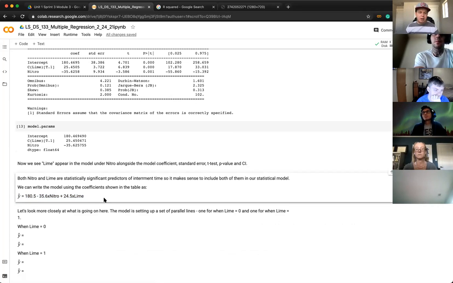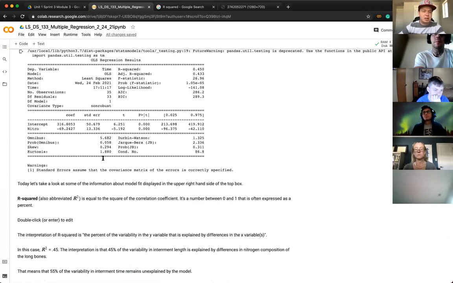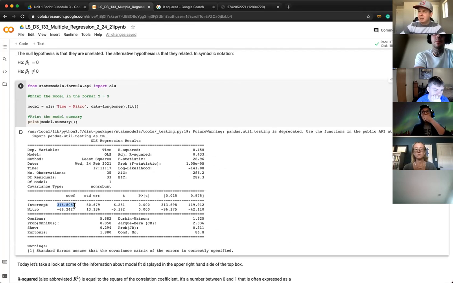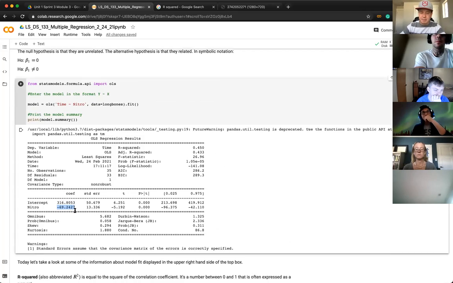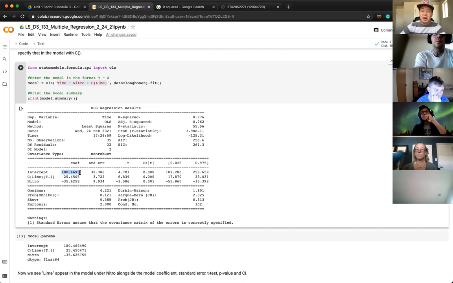Okay. One thing I want to point out here is that a lot of the other coefficients have also changed, right? And if we scroll up above and we look at the regression when we used just nitro, right? Our intercept was 316, okay? And our nitro coefficient was minus 69, about minus 70, right? Well, all those things have changed here a little bit, okay? Our intercept is now 180. Nitro, its coefficient has dropped quite a lot. And lime here has a coefficient of 25, right?